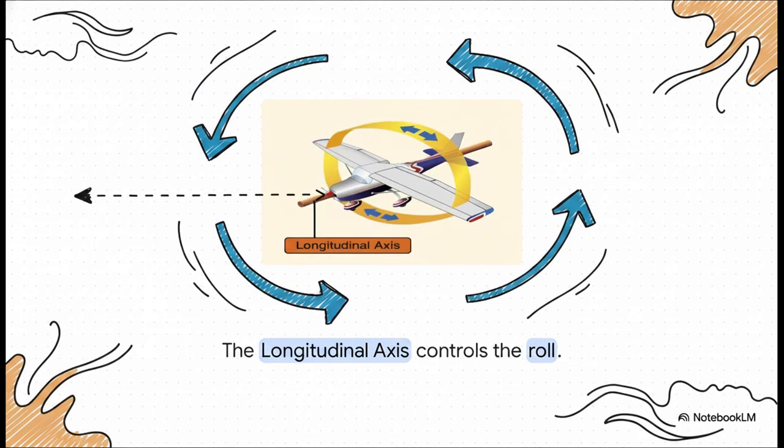Next up, we've got a line running lengthwise from the very tip of the nose all the way straight back through the tail. This is the longitudinal axis, or the x-axis. Movement around this one, that's known as roll. If you've ever watched an airplane dip one wing low and raise the other one up to start a turn, yep, you were watching it roll right around its longitudinal axis.